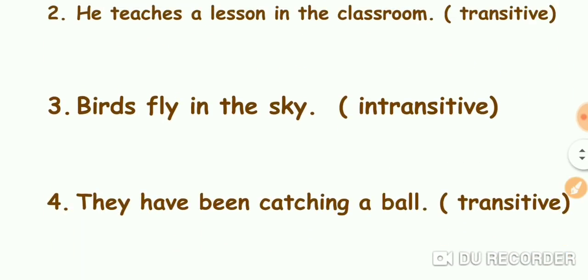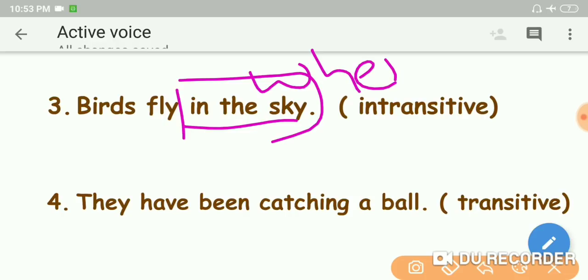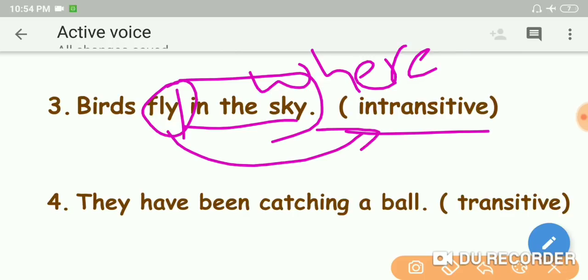So like this, birds fly in the sky. Here also, if I ask the question, where do the birds fly? It answers the question where. So here also we don't have a transitive verb. Here the verb is intransitive. That means intransitive means which cannot be transferred. We cannot transfer it from active into passive.